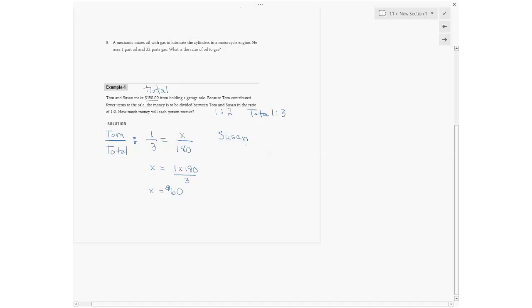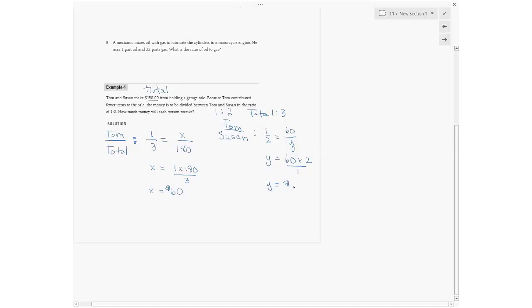So let's do Tom to Susan. We've got that there. That's 1 to 2. We know that Tom sold $60 worth. How much did Susan sell? Some of you are probably thinking, well, couldn't I just take what Tom had and multiply it by 2? Yeah, and that's actually exactly what we're going to do, just in the form of a proportion. So 60 times 2 divided by 1, and y equals 120.